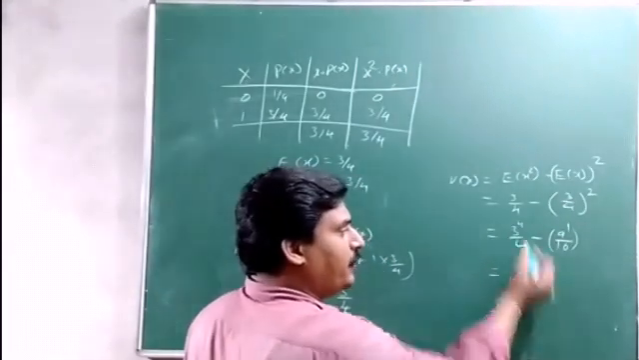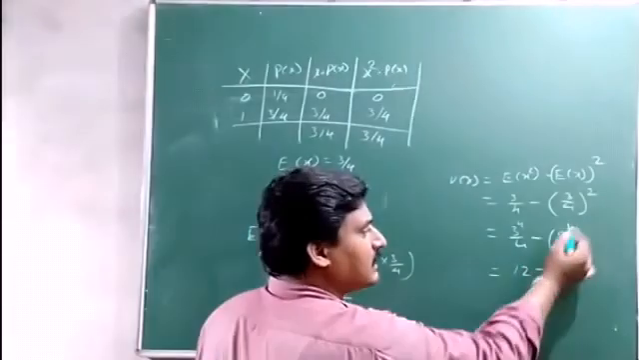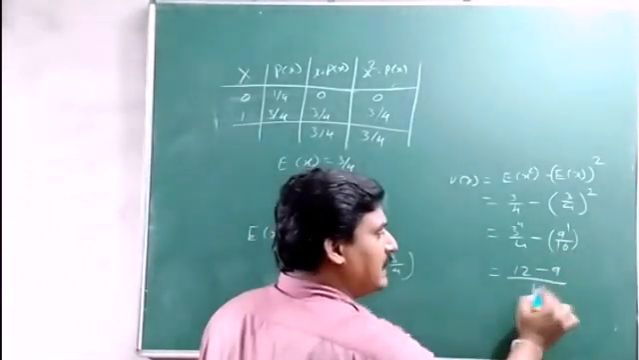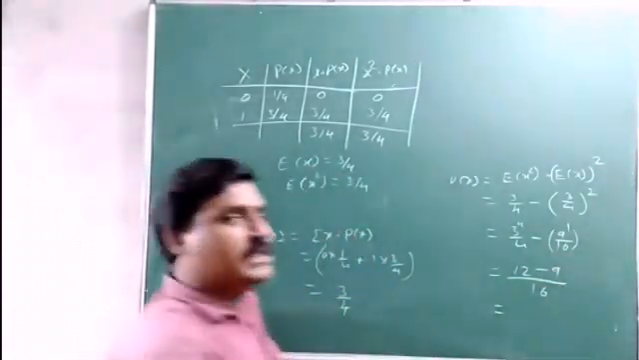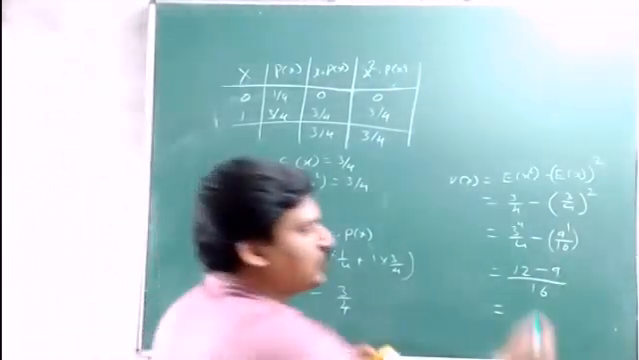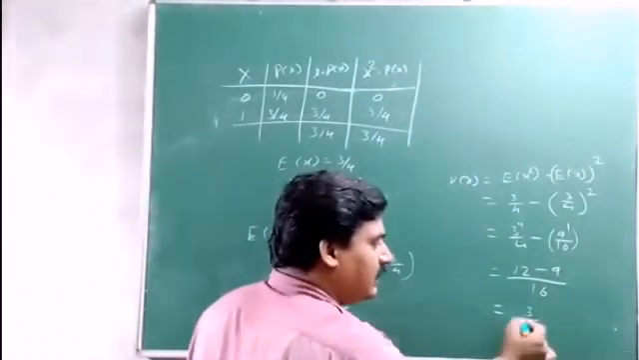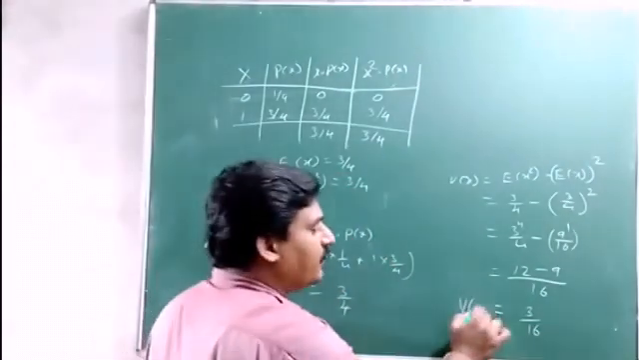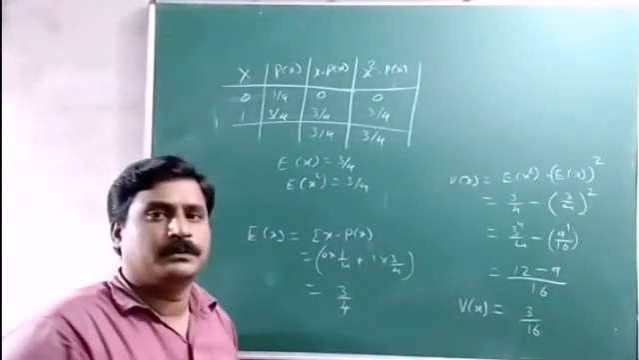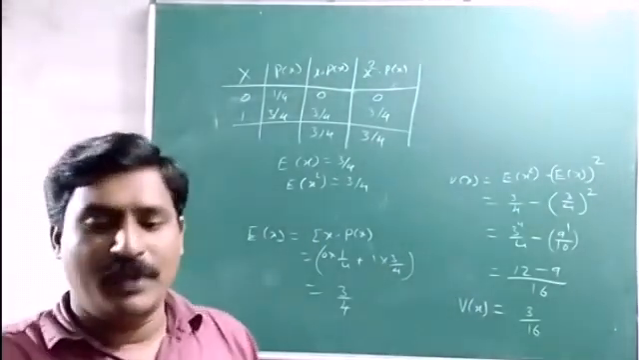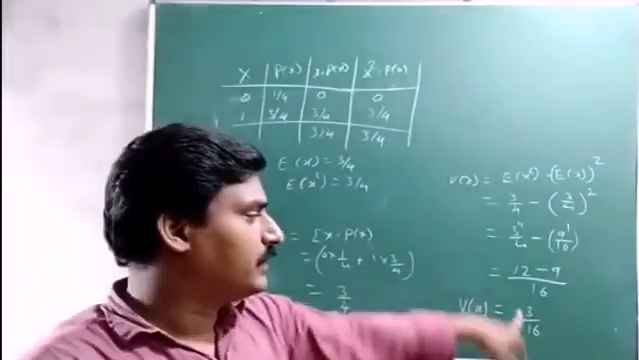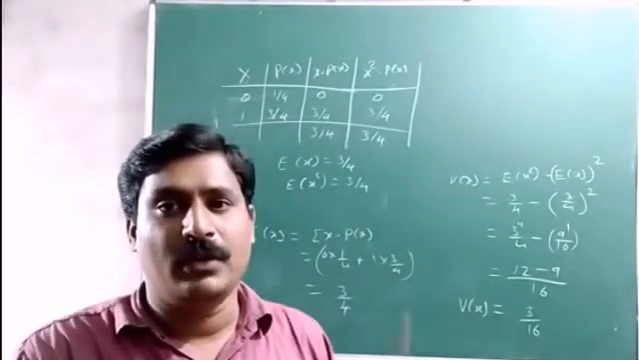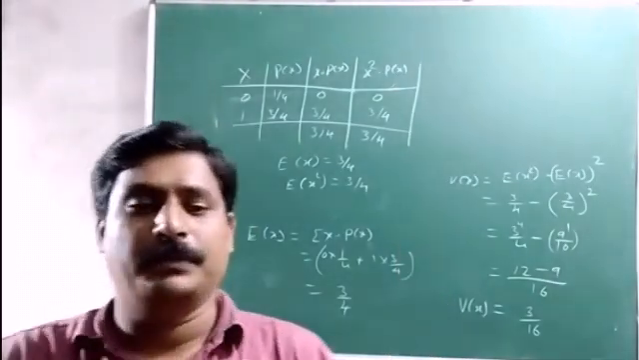So 3 into 4 is 12, minus 9 into 1 is 9, divided by 16. So we get the variance of x equal to 12 minus 9, which is 3, divided by 16. So variance of x is equal to 3 by 16 for this particular problem.